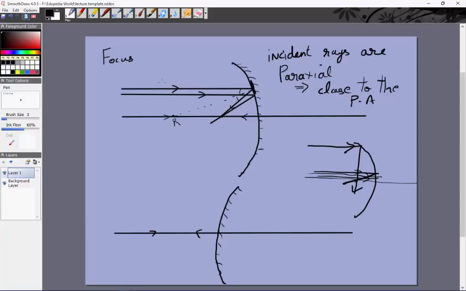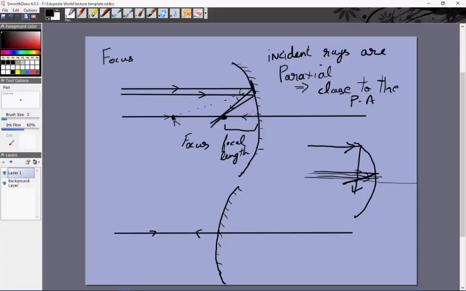So if incident rays are paraxial, then they have an interesting property. Then all incident rays parallel to the principal axis meet at the same point, and this point is called the focus. Right. And this length is called the focal length. Just like this point is called the center of curvature and this distance is called the radius of curvature, this point is called the focus and this distance is called the focal length.